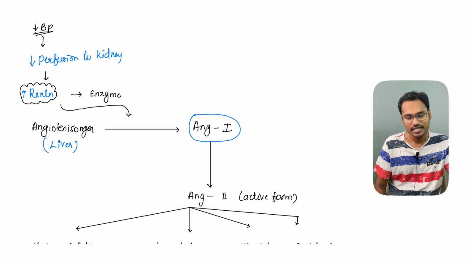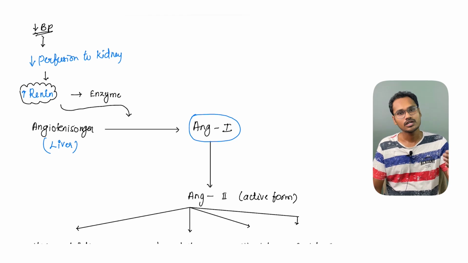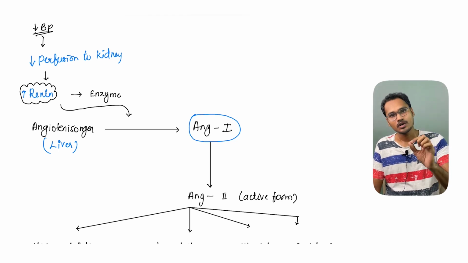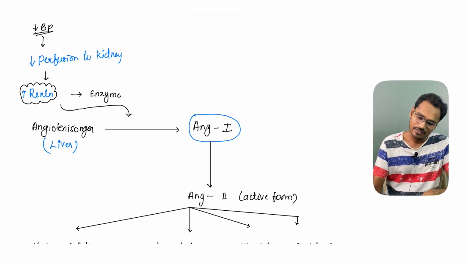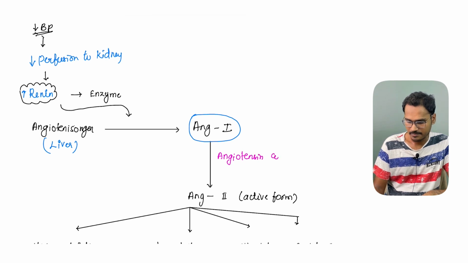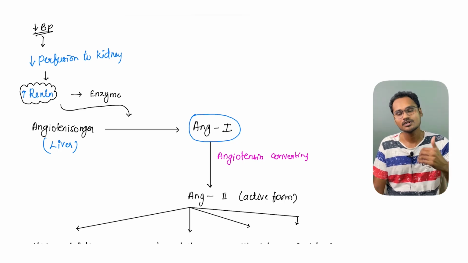As you can see here, one organ was involved, the renin is produced from the renal system. Now it is helping its friend liver to convert the angiotensinogen to angiotensin 1. And again, angiotensin 1 is not an active form, so it should be converted into angiotensin 2 with the help of an enzyme, angiotensin converting enzyme.